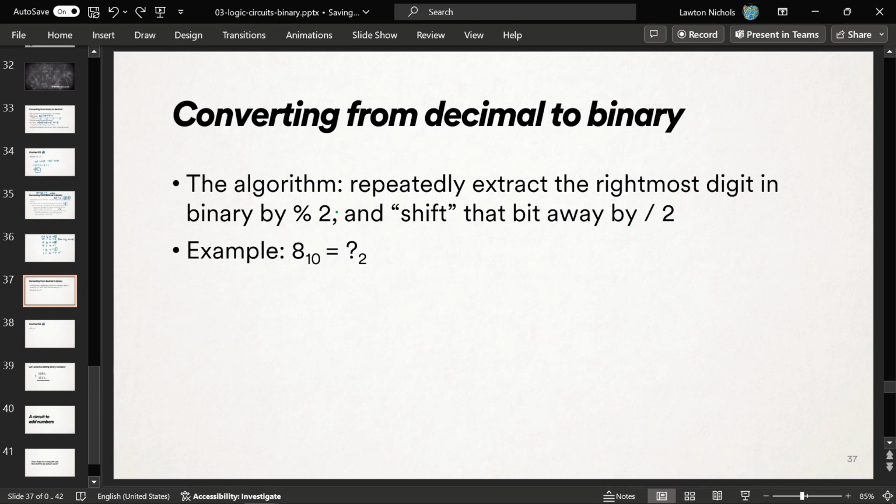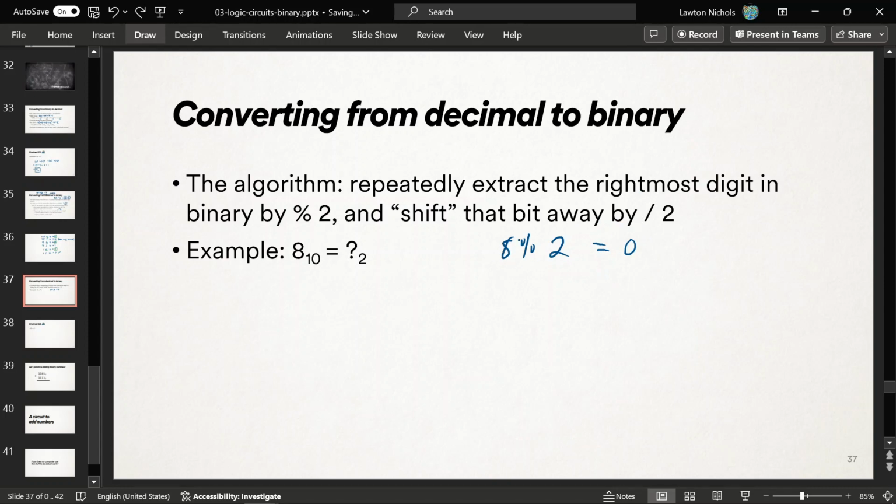So here's the answer. Okay, so let's do the decimal number 8. Let's convert it to binary by doing this process using mod 2 and integer division by 2. So the very first thing I want to do is 8 mod 2. I want the rightmost bit of this number in binary, okay? 8 mod 2, well, it goes in 4 times with nothing left over. It's an even number, so there's nothing left over when I divide by 2. Okay, so 0, that's the rightmost digit. The rightmost digit of 8 in binary must be 0, okay?